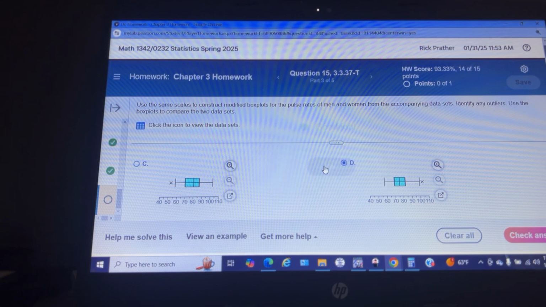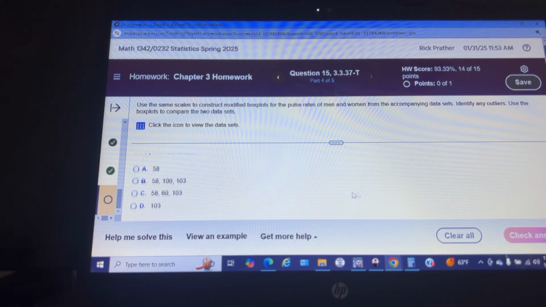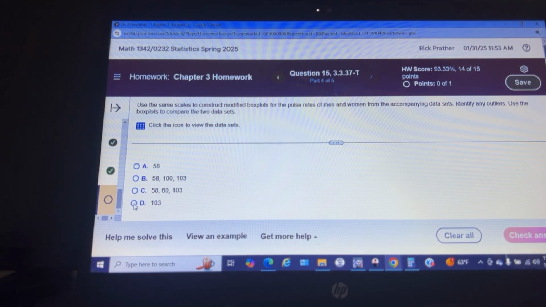Okay. And then I can see now that I know the graph is D, then apparently there's just this one outlier at 103, although that seems to be pretty close to it. But they clearly have it marked as only 103.